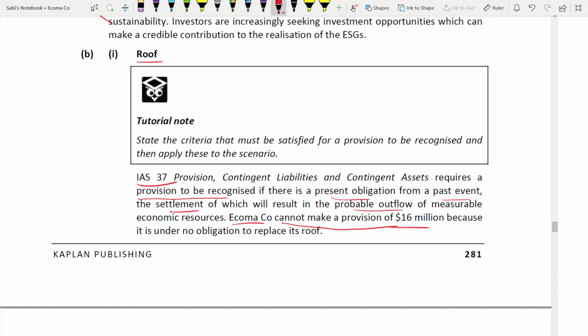Because they have no obligation to replace the roof. If it's their wish that they want to replace the roof, do they have an obligation that they have to replace the roof no matter what? No, no such obligation. If there was an obligation, how will you understand? They will specify it in the case study. So in this case, no provision has to be recognized for the 16 million.